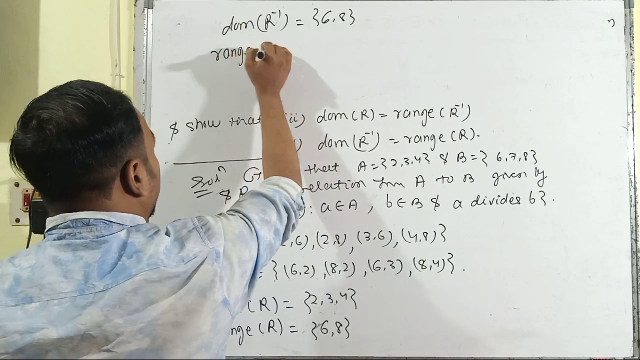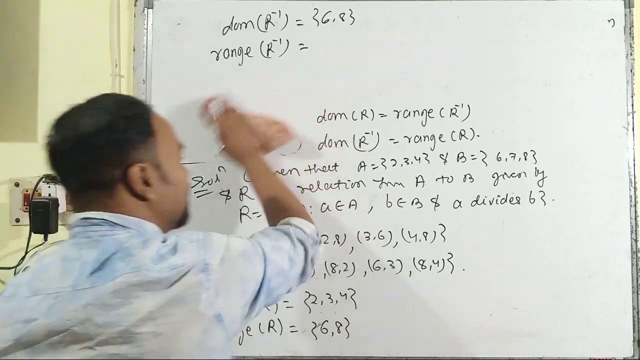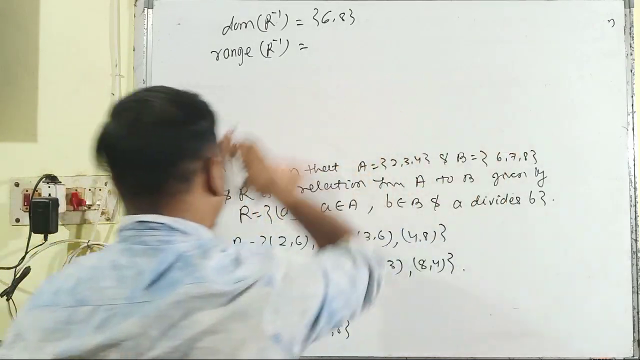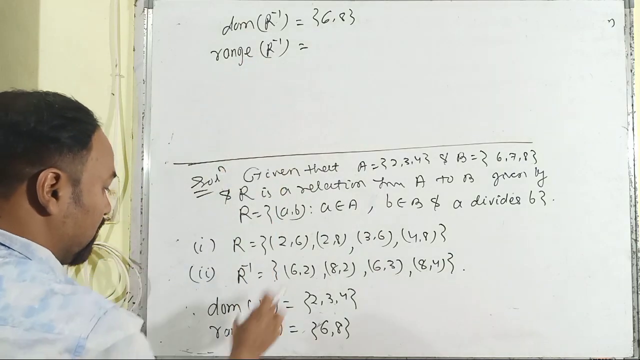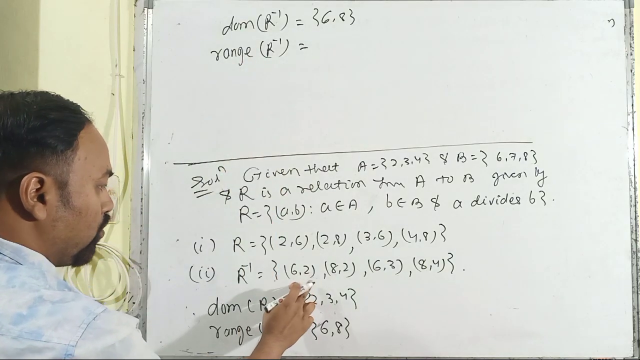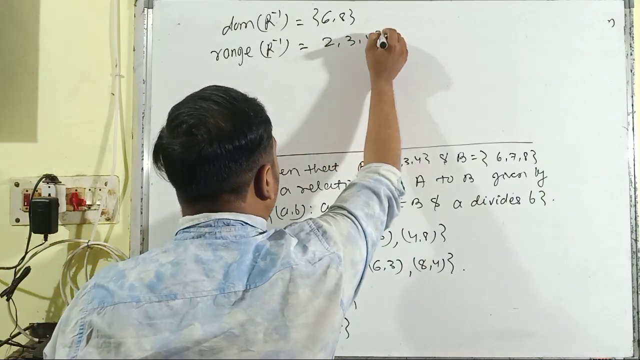Then range of R inverse. Range means finding out the second components, but from the R inverse. So the R inverse second components are 2, 2, 3, 4. That means it is {2, 3, 4}.